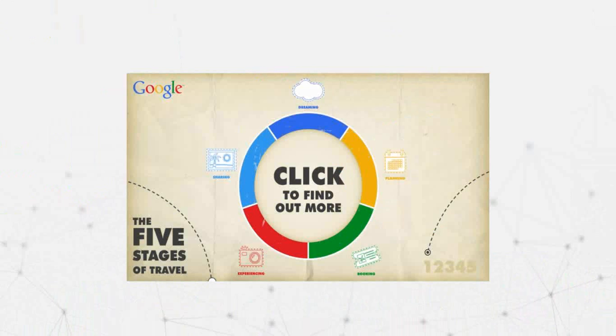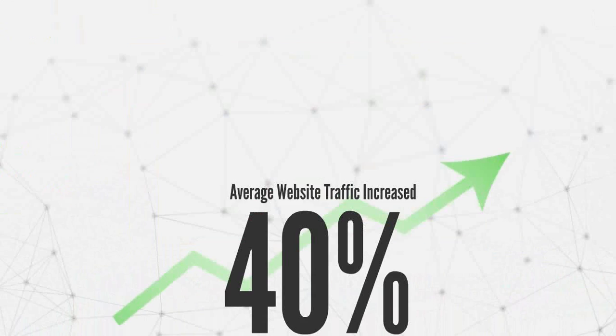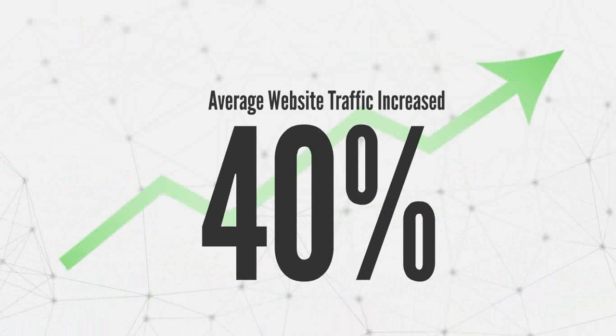Stage 4 is experiencing, that red stage there in the bottom left, and then stage 5 is sharing or remembering. We talk about both of those things, and there's a whole different marketing strategy to capture people in the different parts of those stages. Today we're going to be mostly focusing on the dreaming and planning stages of the vacation or travel process.